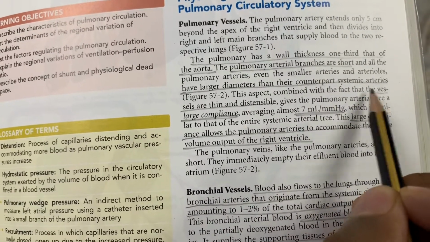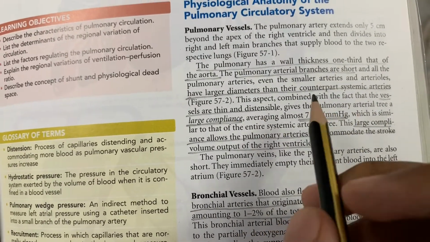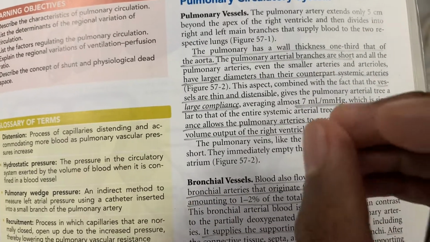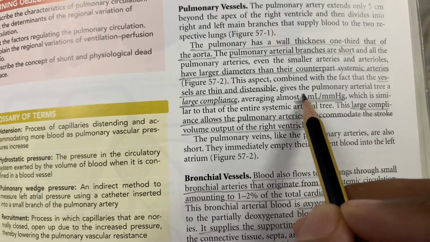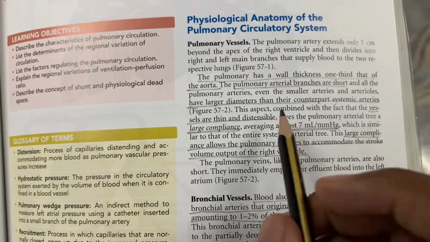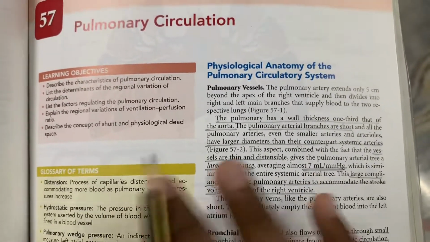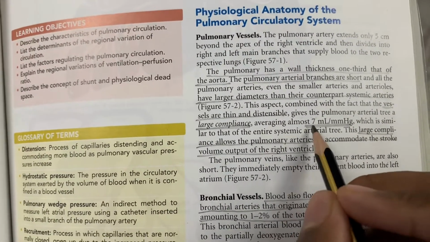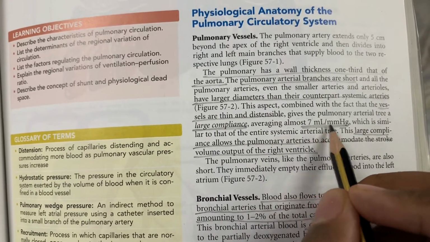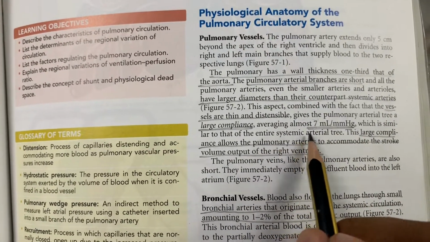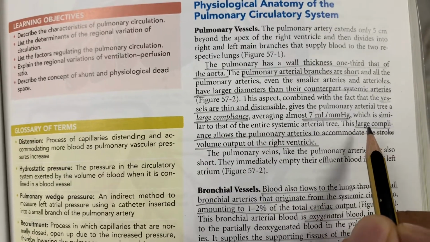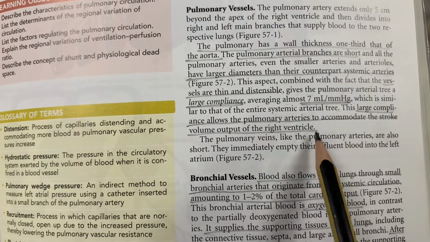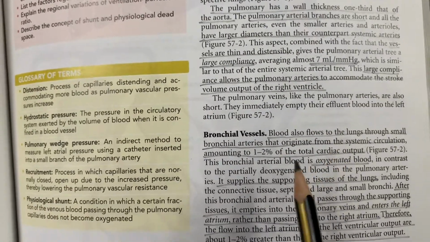These combined with the fact that the vessels are thin and distensible give the pulmonary arterial tree a large compliance, a large distensibility, averaging almost 7 ml per mm of Hg. This 7 is a magic number in this entire chapter that pertains to pulmonary circulation. We'll see why that is soon. Averaging almost 7 ml per mm of Hg, which is similar to that of the entire systemic arterial tree. This large compliance allows the pulmonary arteries to accommodate the stroke volume output of the right ventricle.